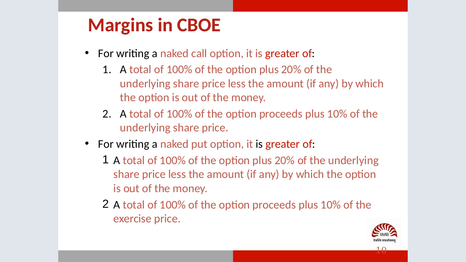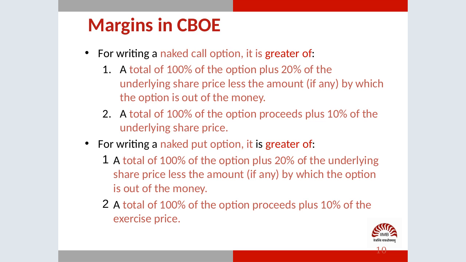Now, just to give you a quick example, these are the margins that are payable on the Chicago Board Options Exchange. For a naked call option, which is where I just write the option and do not take any protection, it is the greater of 100% of the option plus 20% of the underlying share price less the amount, if any, by which the option is out of the money, and a total of 100% of the option proceeds plus 10% of the underlying share price.